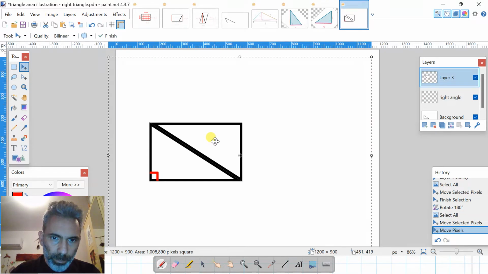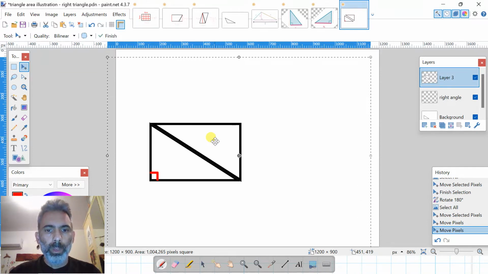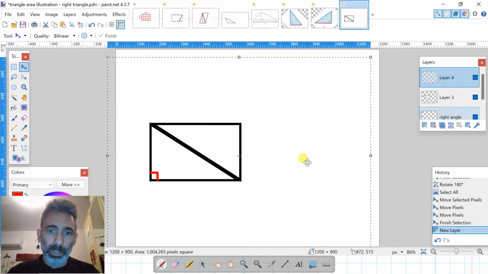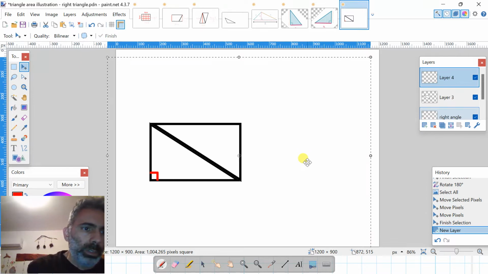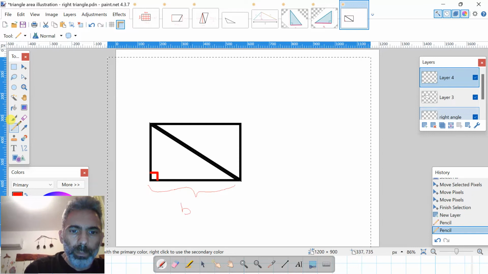So we see that when we copy the triangle and flip it and connect it to the first copy of the triangle, we get a rectangle. And we know that the area of a rectangle is the base times the height.